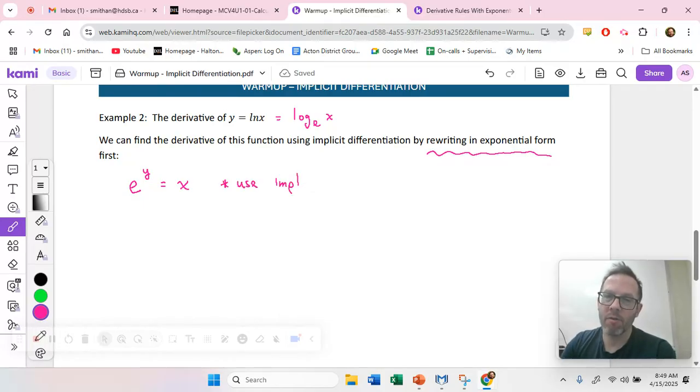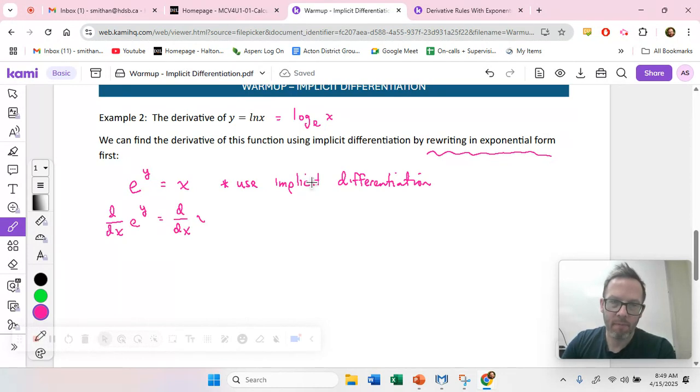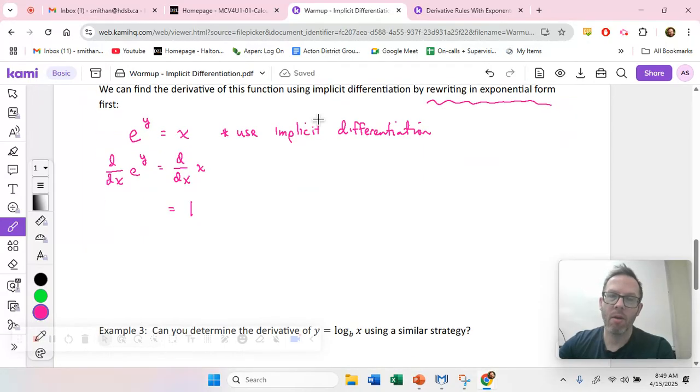And now let's use our new tool, implicit differentiation. We'll take the derivative of each side with respect to x. Now the right side is easy. The derivative of x with respect to x is just 1. And on the left side, so what's the derivative of e to the power of y with respect to x? We'll just use the chain rule.